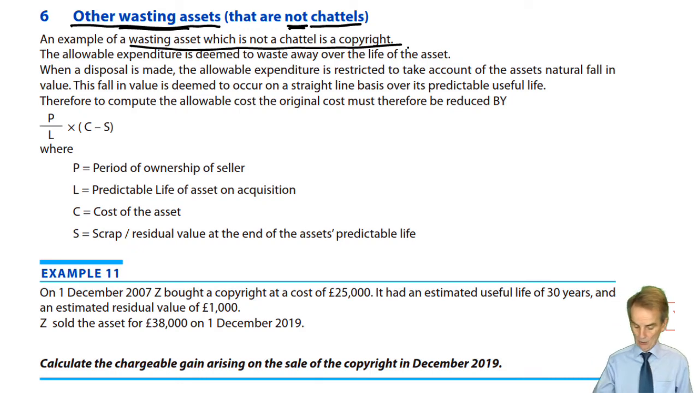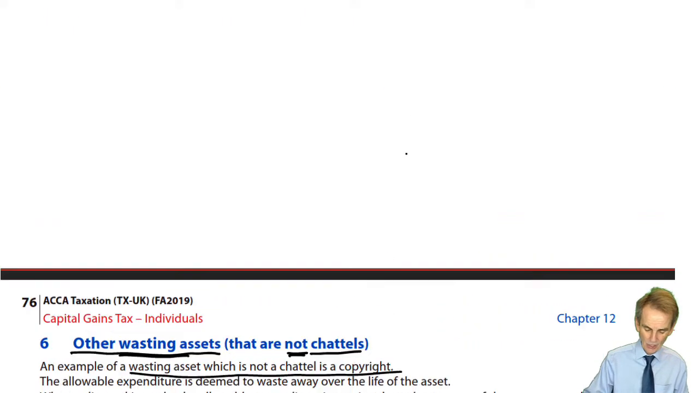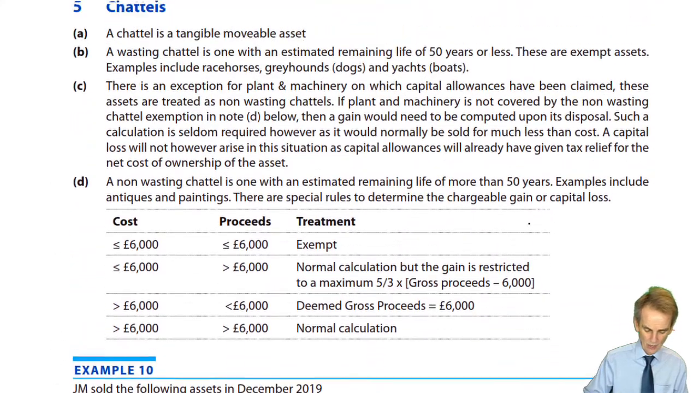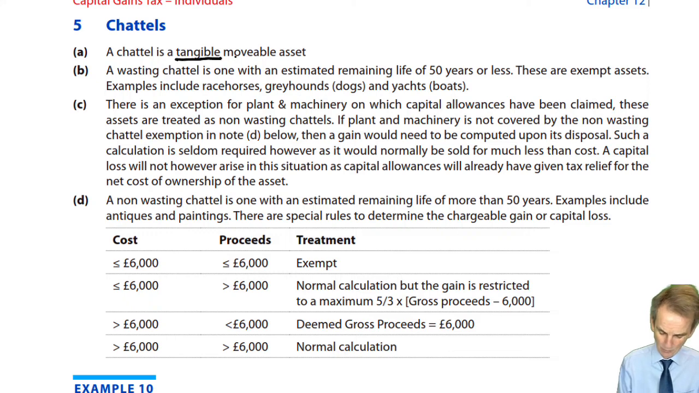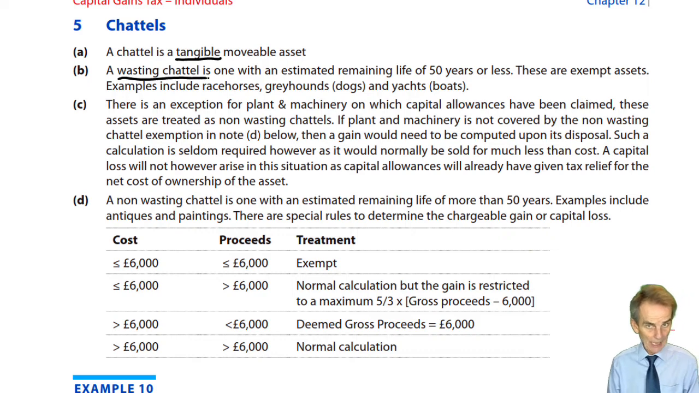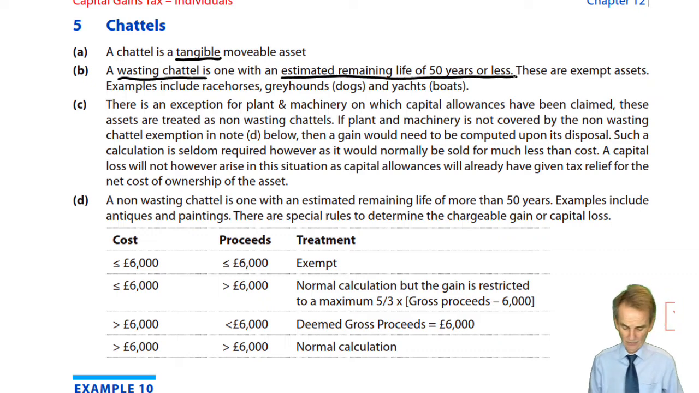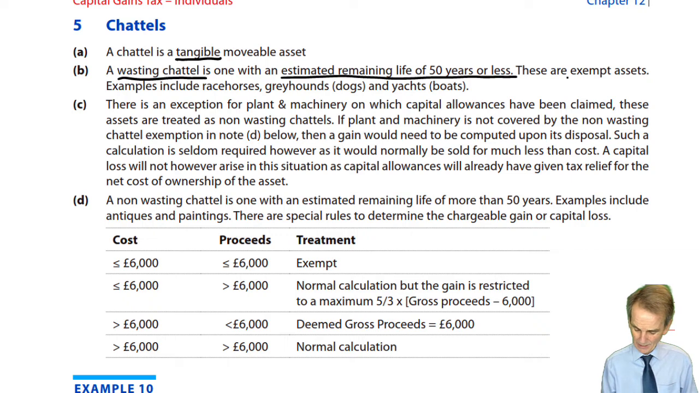Now, I'll come to that in a moment, but let's put this in context, going back to our introductory note on chattels. We defined that a chattel was tangible movable property, a wasting chattel, so it's still tangible movable property, but wasting means an estimated remaining life of no more than 50 years. Any such wasting chattels were exempt assets. What we'll be dealing with, of course, is something that isn't a chattel. It's an intangible, not a tangible asset there.